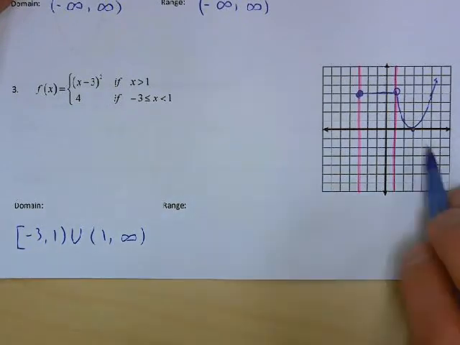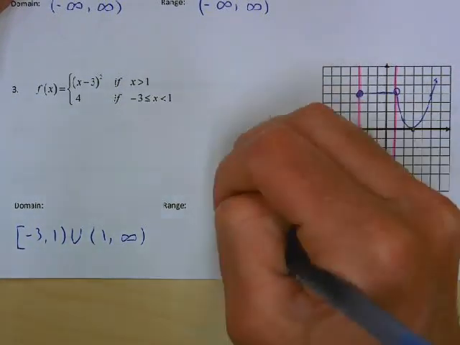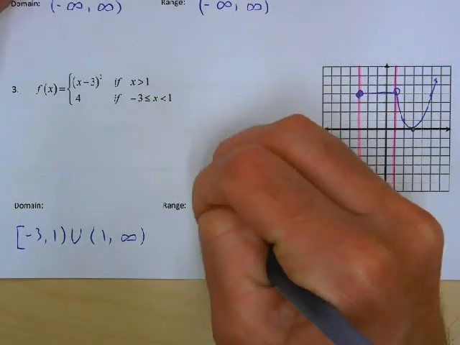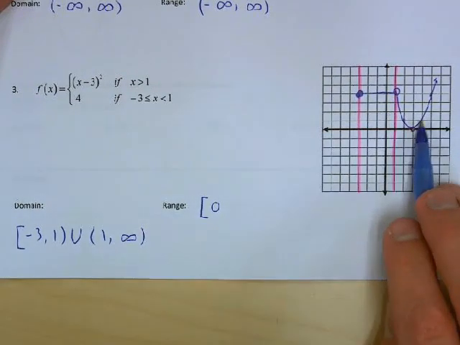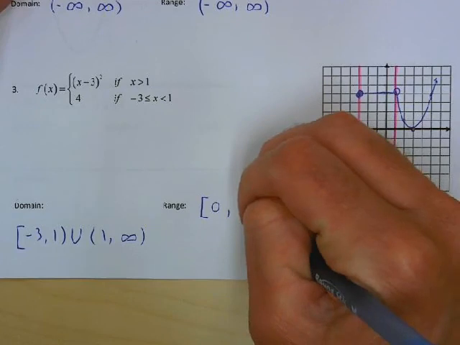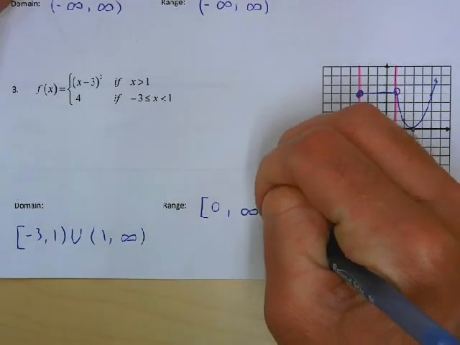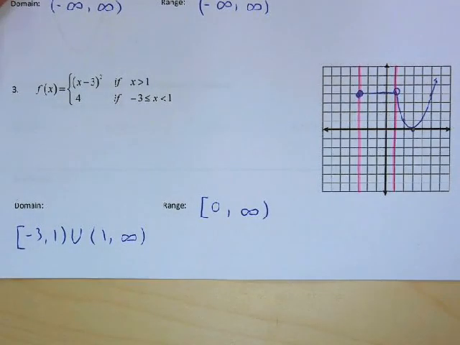Okay, and then the last part, what is my range? Well, my lowest y value is right here at y equals 0. And yes, it can be 0, so we want brackets around that. And then it goes up forever, so it goes from 0 to infinity. And there's my range, and then that wraps up the first page.